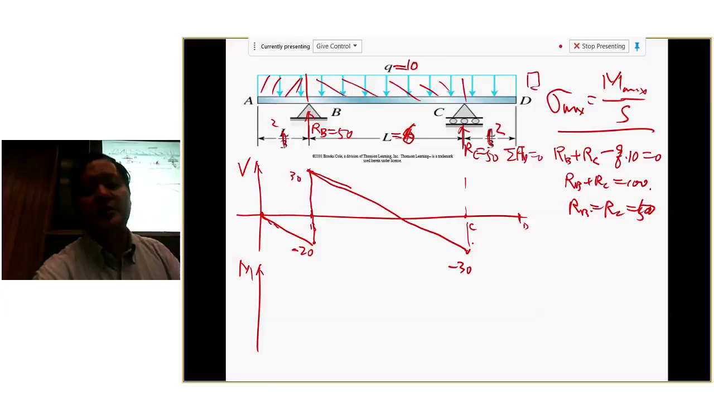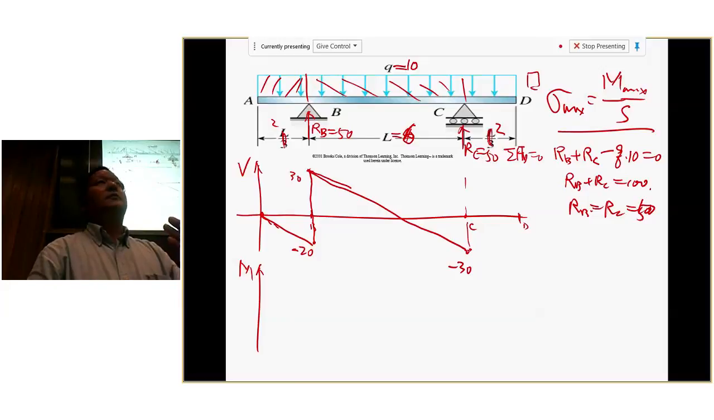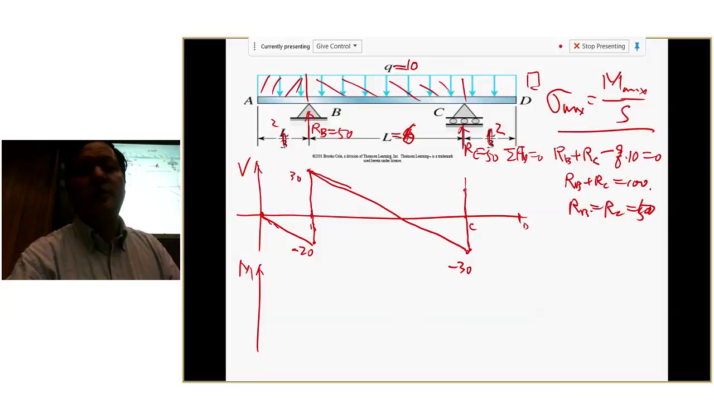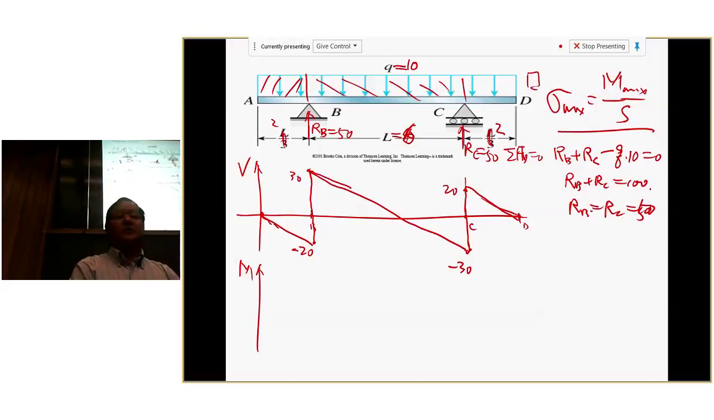Okay, now I see a concentrated force again. Go up by 50. So where am I? 20. Okay, now I see a distributed load again. So go down 20. So a straight line goes back to 0. So start 0 and end 0.